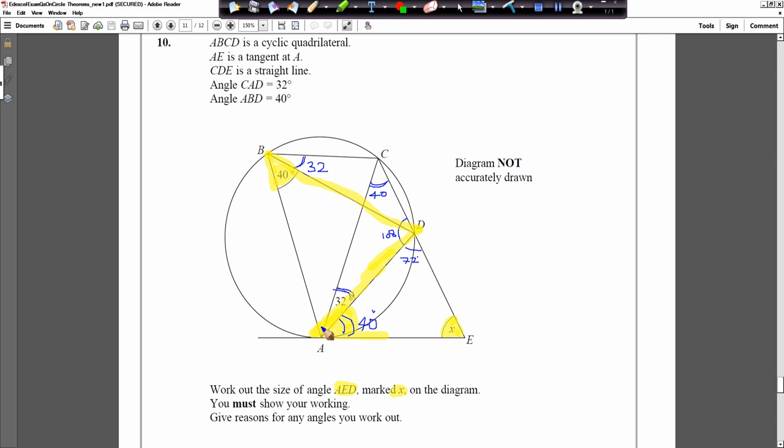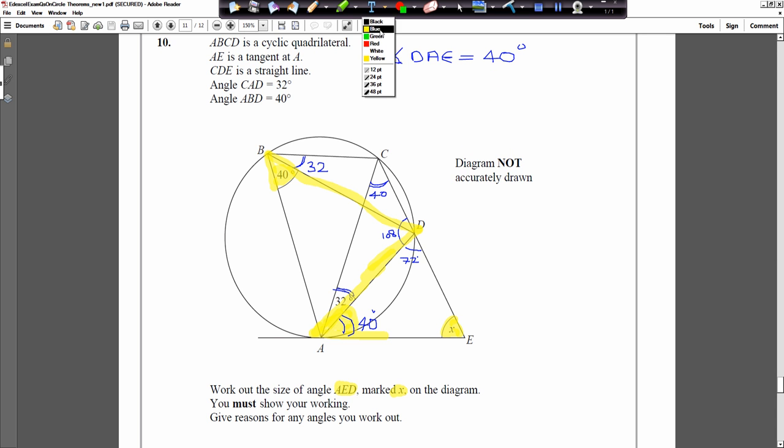Why is this angle here 40 degrees? Because we are using alternate segment, is that right? So let's make that statement. We can say angle DAE is equal to 40 degrees. That's the one we need to use. It's equal to 40 degrees. Okay, now what is the reason for that?